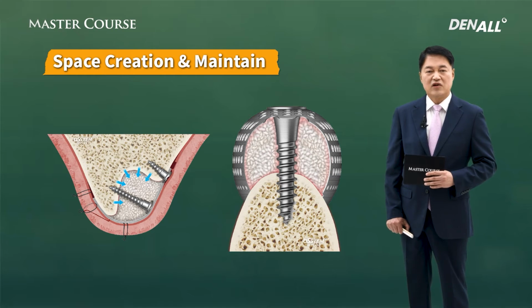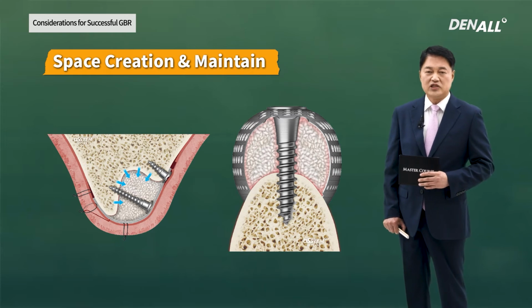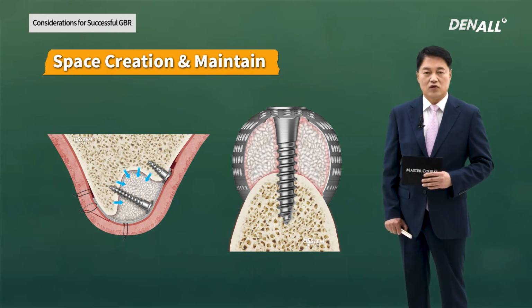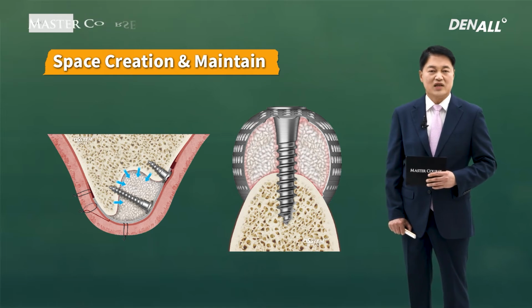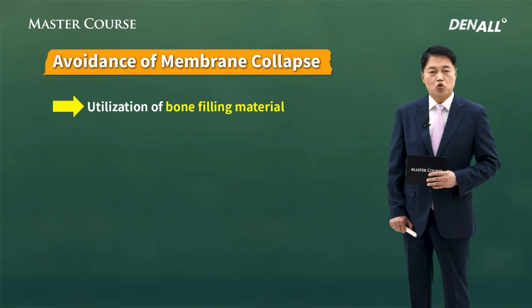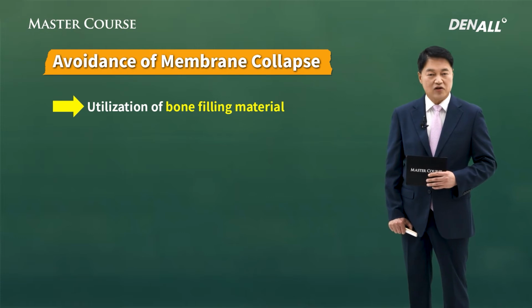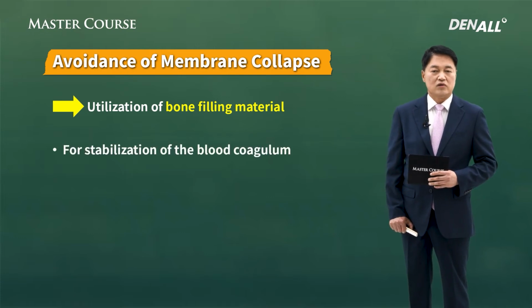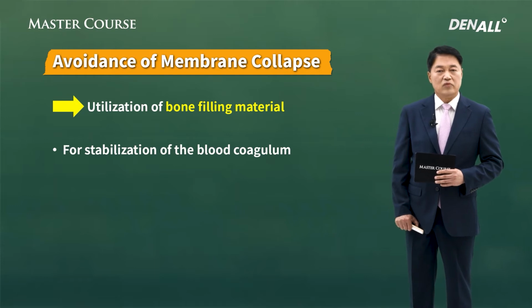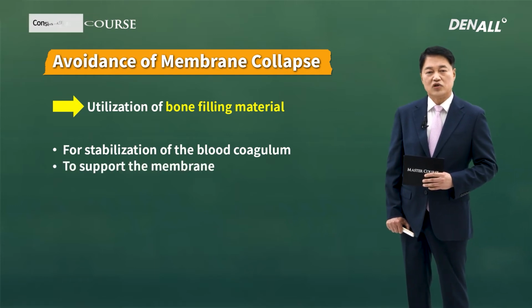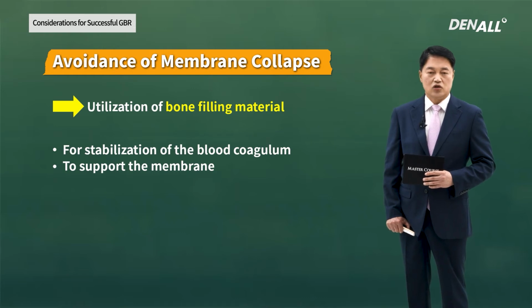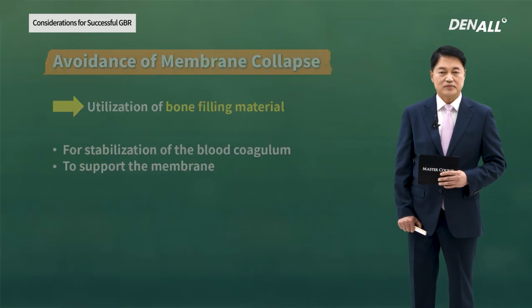Next, you need to maintain and create space. In order to do this, you can use bone tack or titanium mesh. Space can be created and maintained that way. Another point, when you use resorbable membrane, in order to avoid membrane collapse, use sufficient amount of bone fill material. By doing this, you can stabilize blood coagulum and support the membrane. You need to use sufficient amount of bone filling material for this.